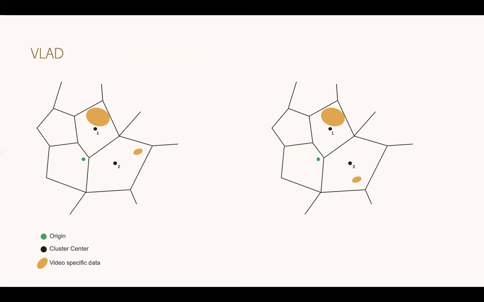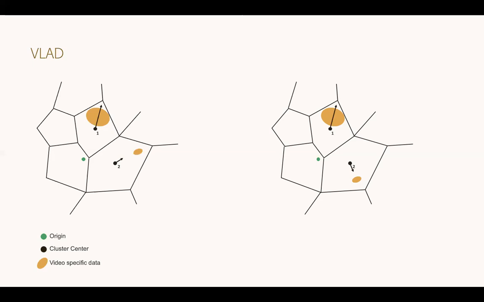On the other hand, if we were to use VLAD, we will see very different representations for video one and video two. Now we have a residual vector for cluster number one that looks the same as we would imagine, but the residual vectors for cluster number two are very different for the video on the left and the video on the right. They point in completely different directions.